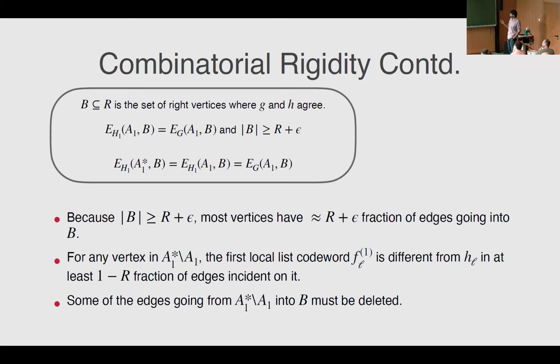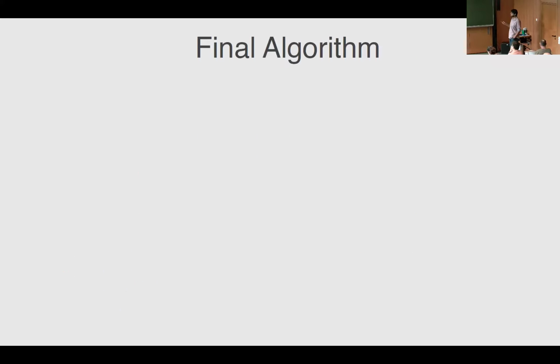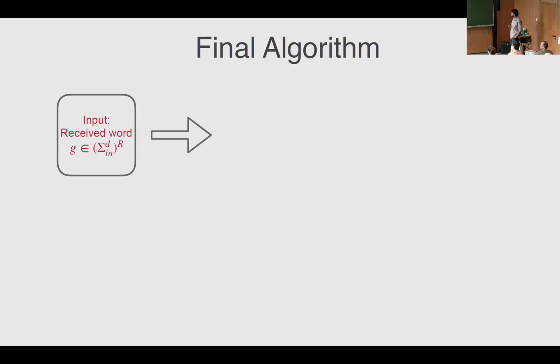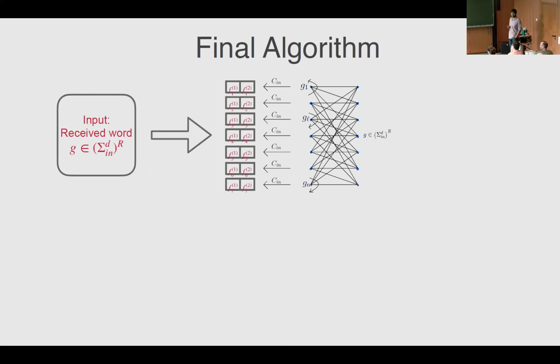So let's move on from the proof a bit. The final algorithm would look something like this. Let's say we have some received word G. We use it to compute these local lists. There are two of them for each left vertex. We use these local lists to construct graphs H1 and H2. All of this can be done algorithmically.